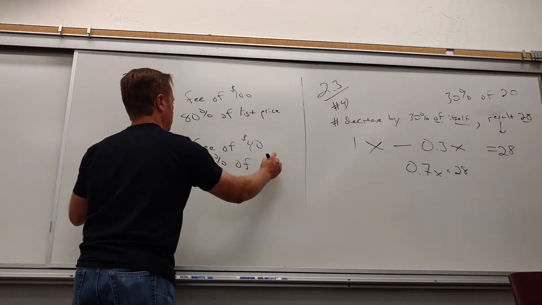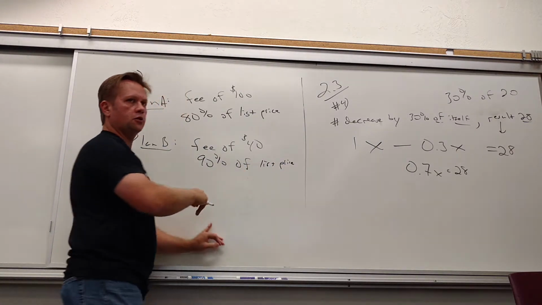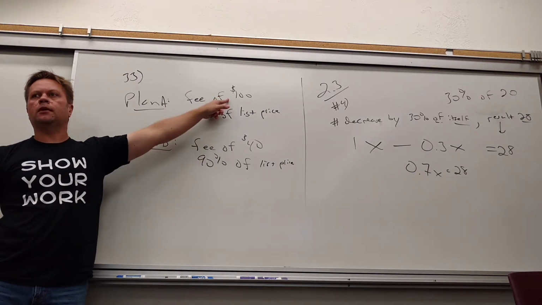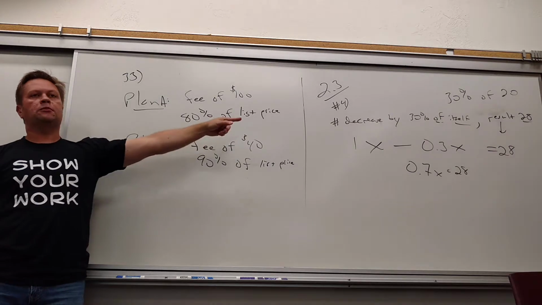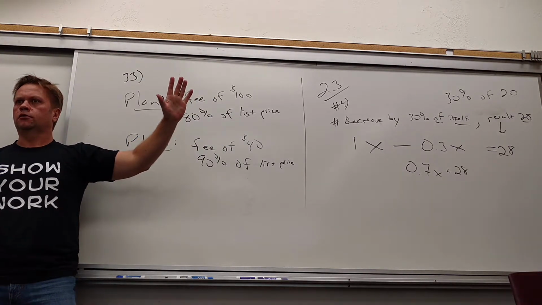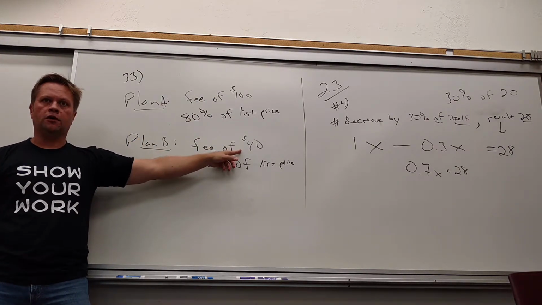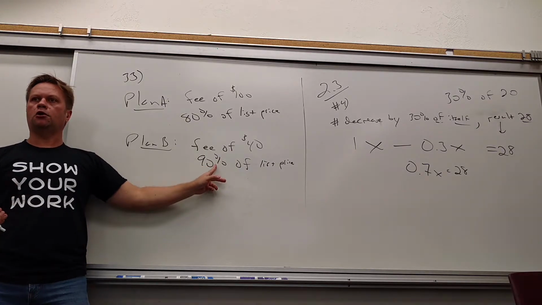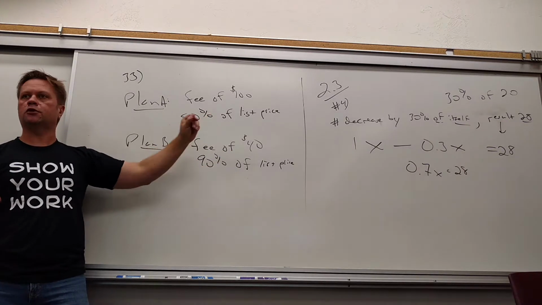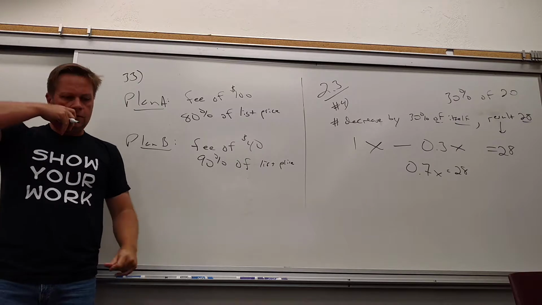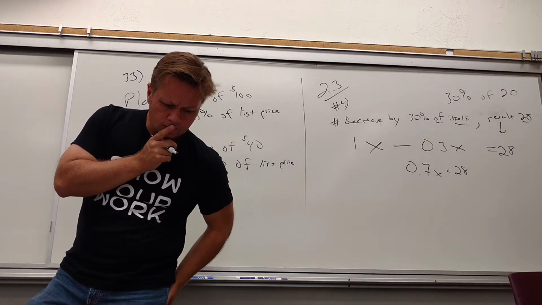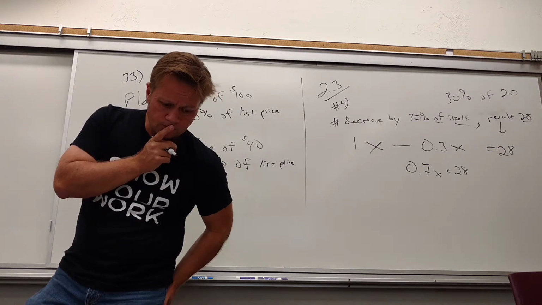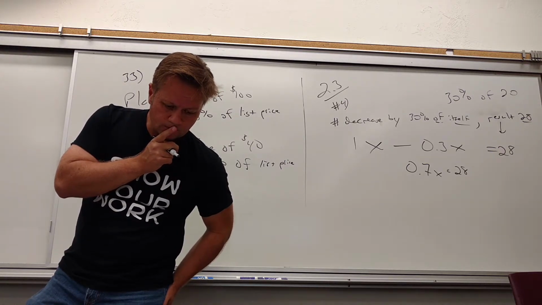Let me make sure you guys really understand what's going on. If I pay a higher fee to begin with, I can buy stuff from this warehouse at 80% of cost. But if I pay a lower fee to begin with, I still get a lower cost to pay, but it's not as low as this would have been. So my question about this problem is, in the setup, would it be 100 plus 0.8 m equals 40 plus 0.9 m?